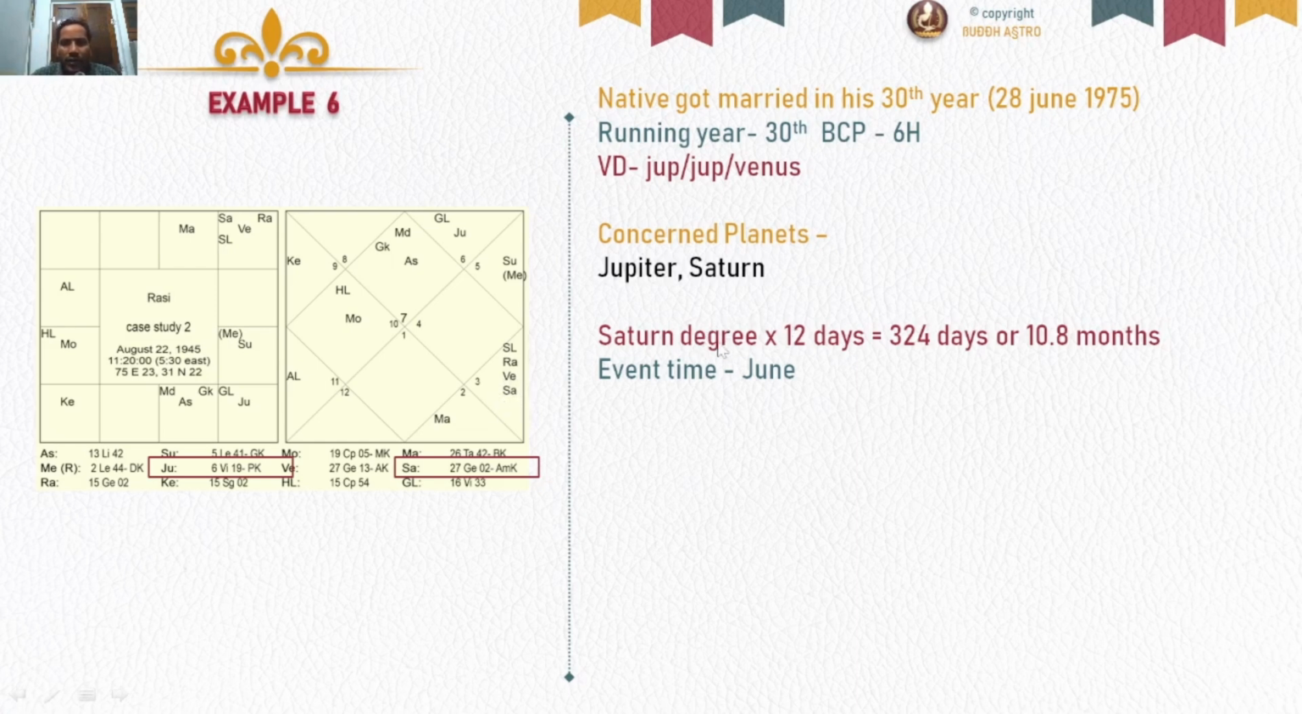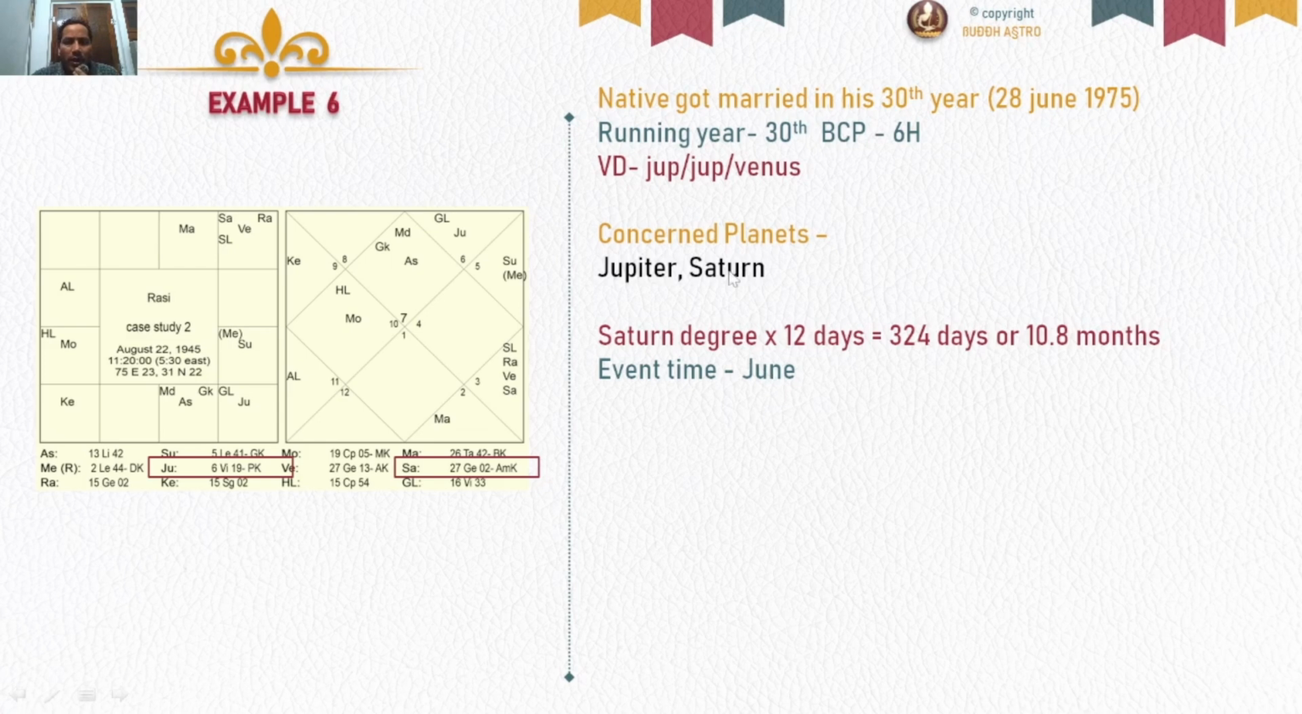Now Saturn degree, you can see 27 Gemini, 27 degree, multiply by 12 days, you will get 324 days. Convert into months, 10 months and 8 days, right? So after 10 months you can say. Now see, August 28, and the event is happening in June 28. Now count from August 28 to June 28, you will get the event time will be June only.